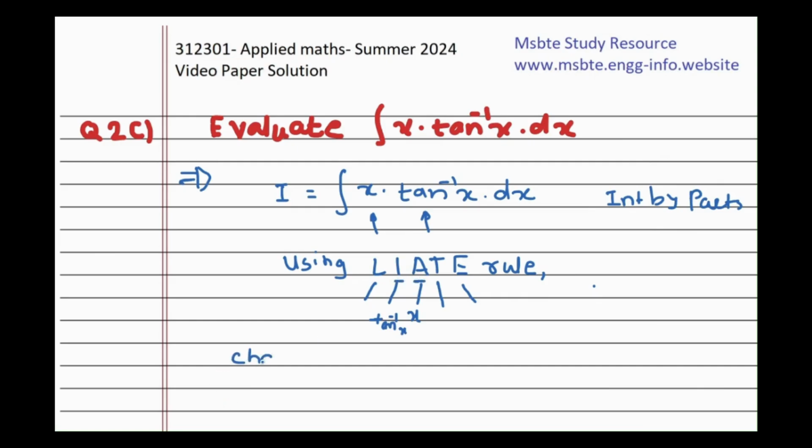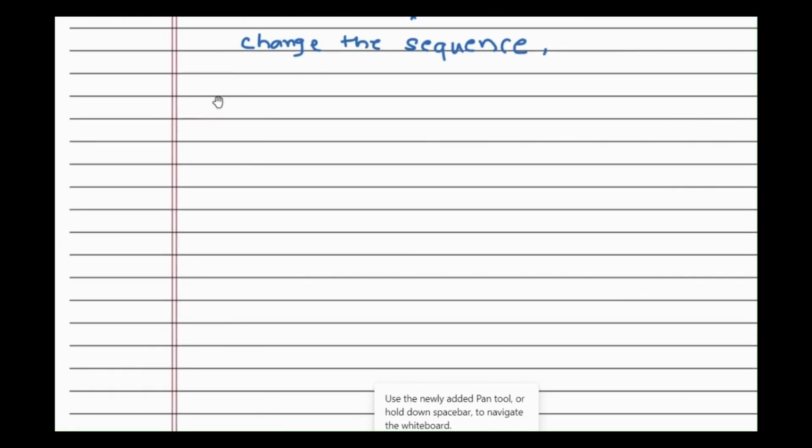So we are going to change the sequence first and then apply the rule. This is compulsory, otherwise we cannot solve the problem to the full end. So we change the sequence and then solve. The sequence will be I equal to integration of tan inverse x before x, that is tan inverse x into x dx.